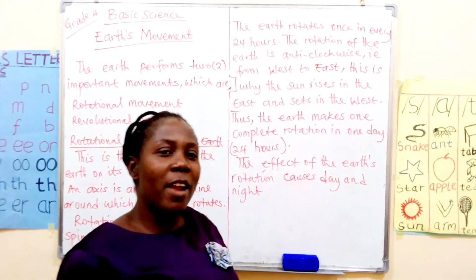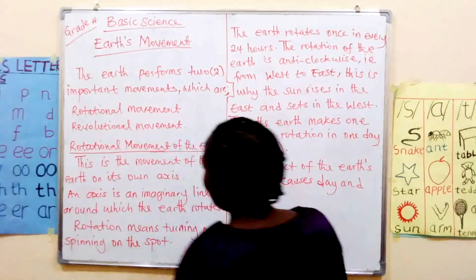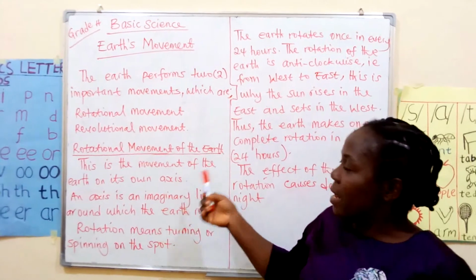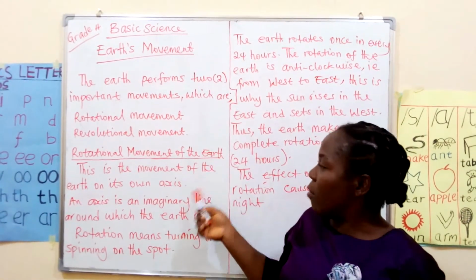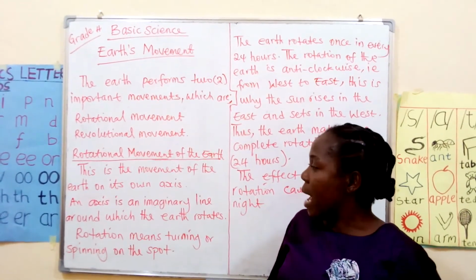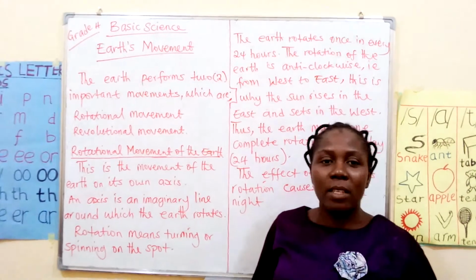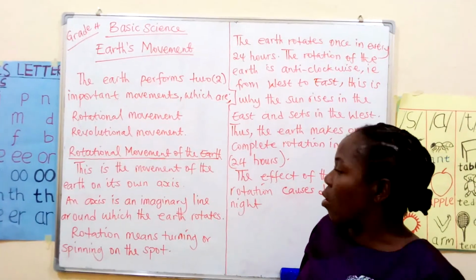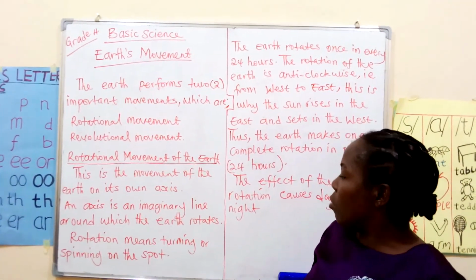Yes, my lovely friends. Here we have a little note on the Earth rotation. Remember, I have said that the rotation is the movement of the Earth on its own axis. What is an axis, if you may ask? An axis is an imaginary line around which the Earth rotates.